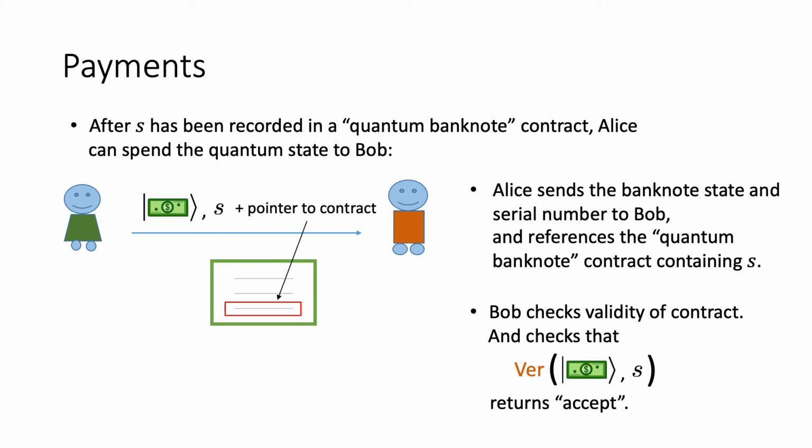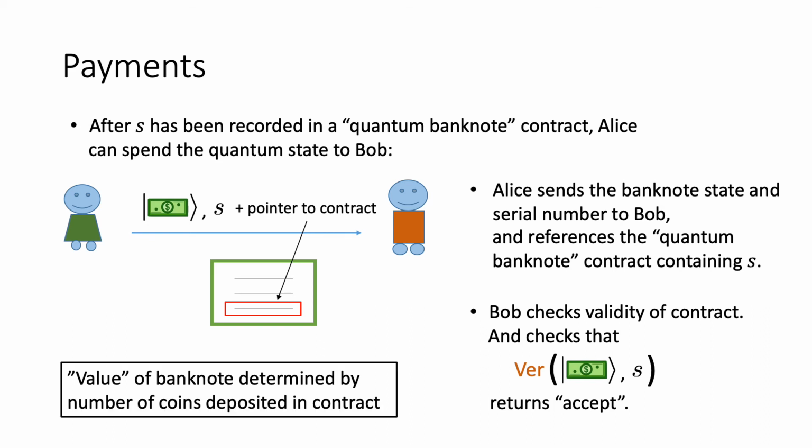So it checks that the contract has the right form, it does indeed contain S as a serial number, and then verifies the banknote that he has received by using the verification procedure of the quantum Lightning scheme. Now, if both of these checks pass, then Bob is happy and he considers himself paid. Now, how much has he been paid? Well, recall that the value of the banknote is determined by the number of coins deposited in the corresponding contract. So, right, in some sense, the value of the banknote is backed by the coins in the corresponding contract.